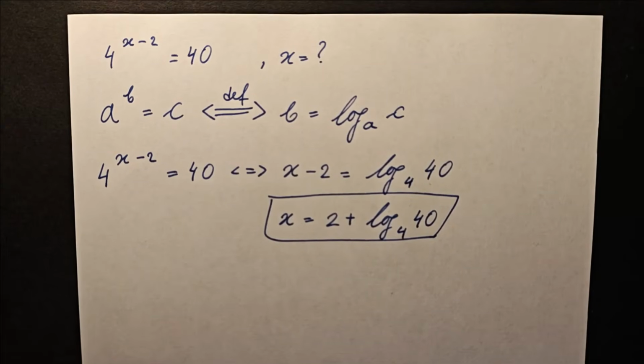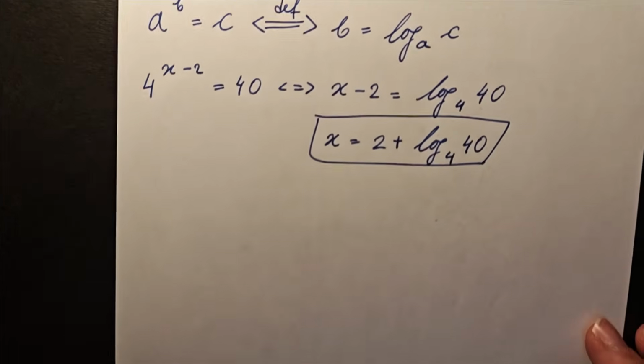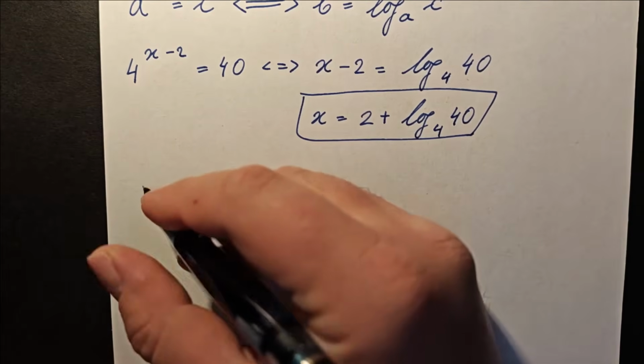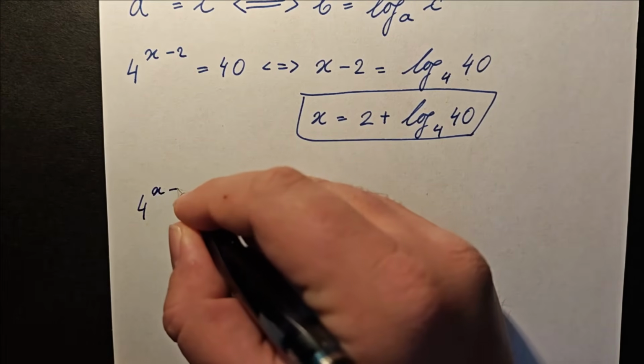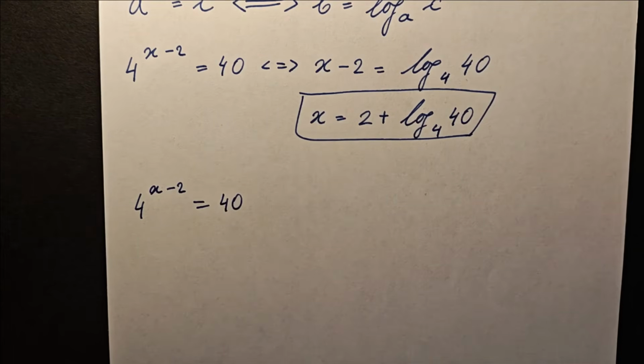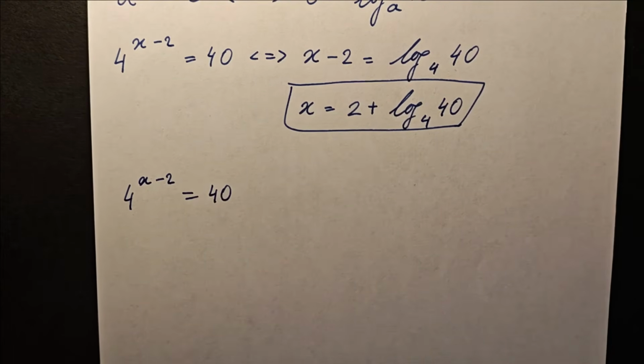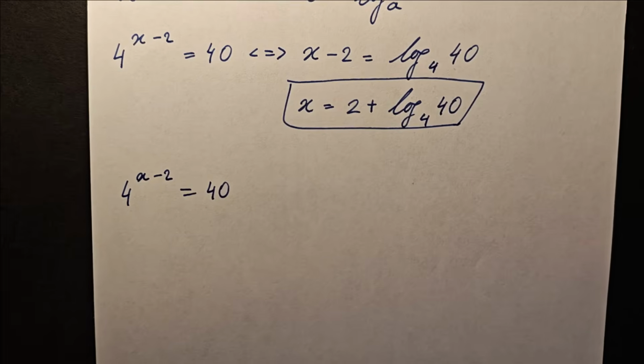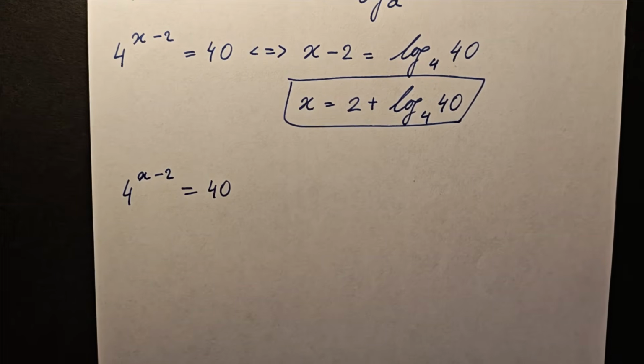A little note which I want to make here is that although this is the right approach to solve this problem, I want to make a little bit of an exercise for the properties of a logarithm for this problem. So we are going to solve it again. The equation is 4 to the power of x minus 2 is equal to 40, but this time we are going to use the properties of logarithm, not its definition.